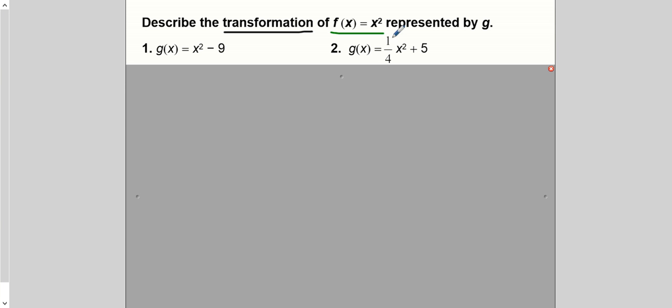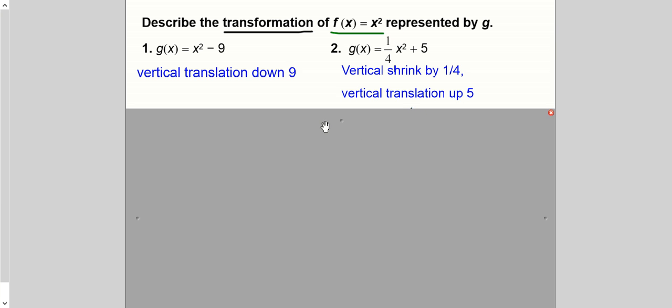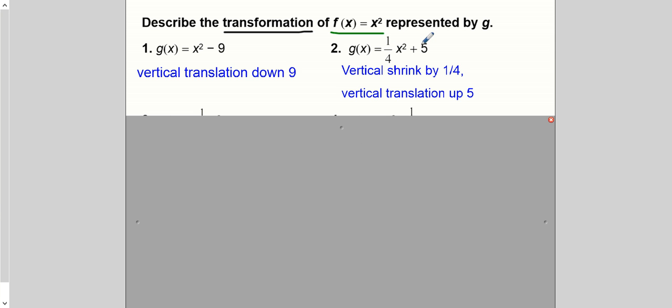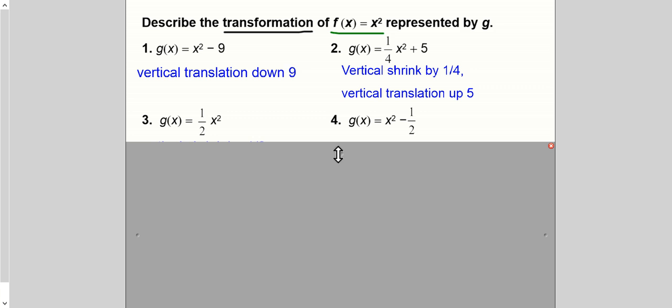Number 2, what does the 1/4 do? What does the plus 5 do? Remember, adding or subtracting is a vertical translation. Subtracting is down, adding is up. Multiplying by a 1/4 is a vertical shrink by 1/4. Here's your next two. Write down what you think those transformations do to the x squared.